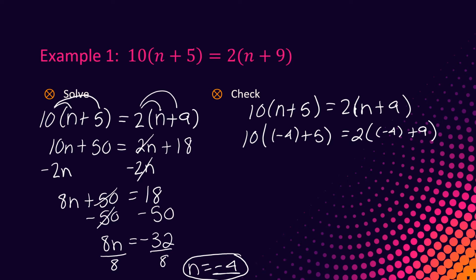Now we can go ahead and start to simplify. I'm going to simplify inside of the parentheses first. So we have negative 4 plus 5, which is just 1. And then negative 4 plus 9, which is positive 5. And then our last step on each side, 10 times 1 is 10, and 2 times 5 is 10. Since these two equal each other, we got a true statement, 10 equals 10. That does mean we solved the equation correctly, and n equals negative 4 is the correct answer.